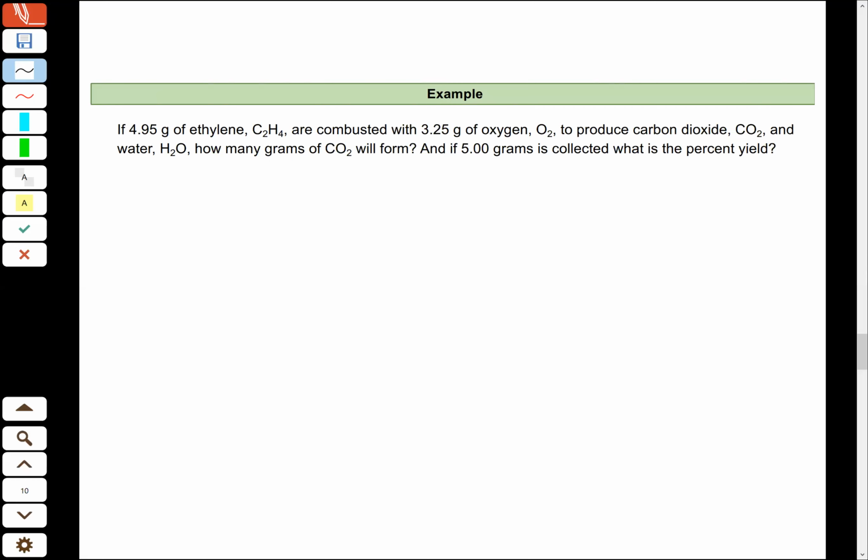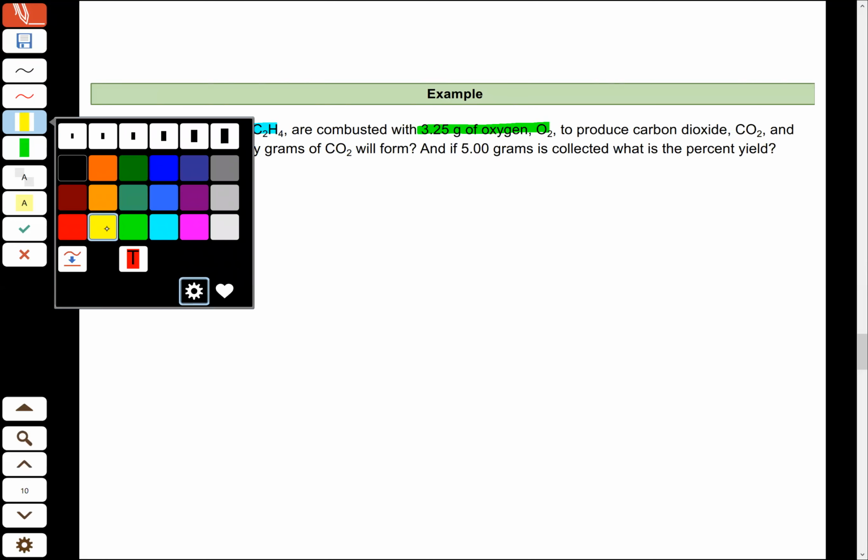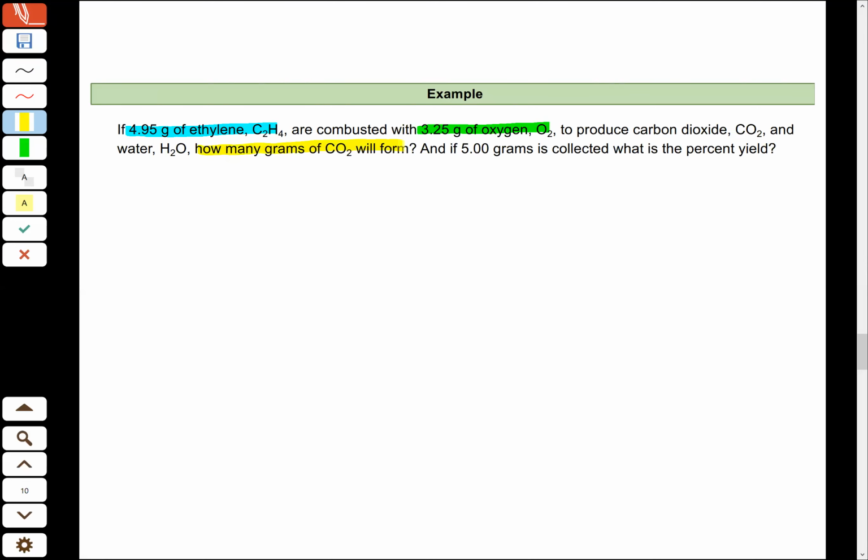Okay. So in this problem, we're told that we have 4.95 grams of ethylene as a reactant. And it's going to combust with 3.25 grams of oxygen, and it'll produce carbon dioxide and water. And we want to know how many grams of CO2 are going to form. And we know that we're going to collect 5 grams at the end. All right, so let's begin.